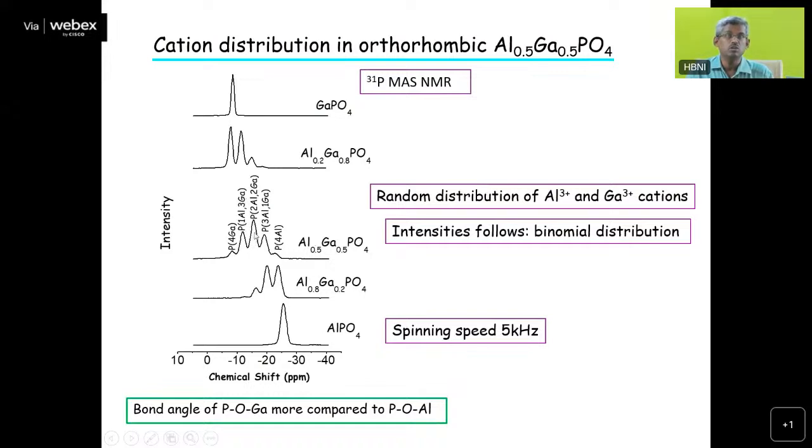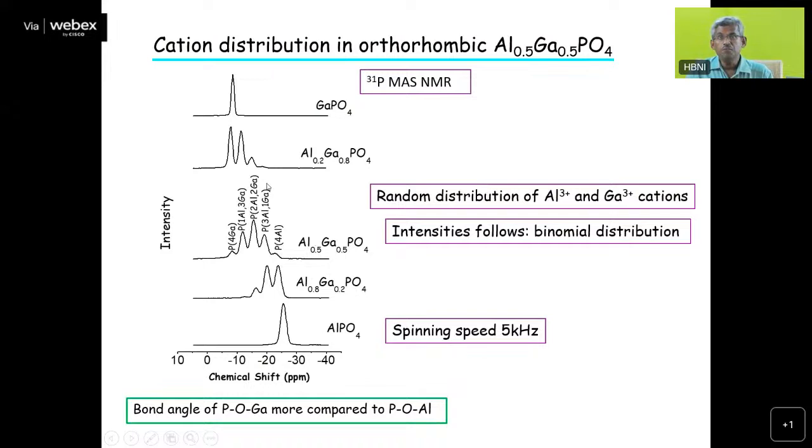Near neighbors is oxygen only. Here in this middle peak, we have a phosphorus structural unit with equal number, 2 aluminium and 2 gallium, as next near neighbors. These are the 5 phosphorus structural units, 1, 2, 3, 4, 5, present in a 50-50 solid solution. This is a 50-50 solid solution because 50% aluminium and 50% gallium is there.